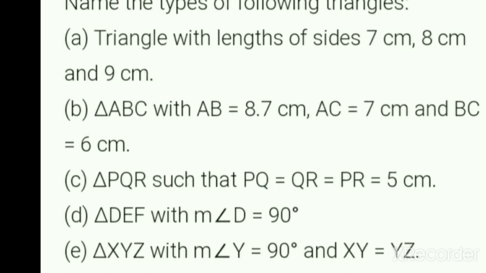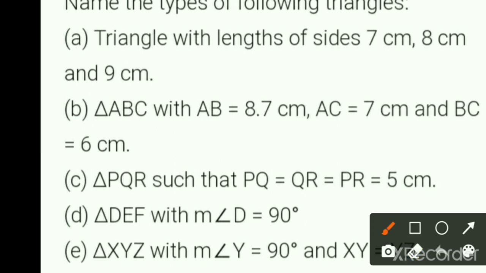Triangle PQR such that PQ is equal to QR is equal to PR is equal to 5 centimeter. Here also the sides are given and they are saying PQ is equal to QR is equal to PR. That means all three sides are equal to 5 centimeter. If all three sides are equal, then what triangle is it? It is an equilateral triangle. So C, the answer is equilateral.